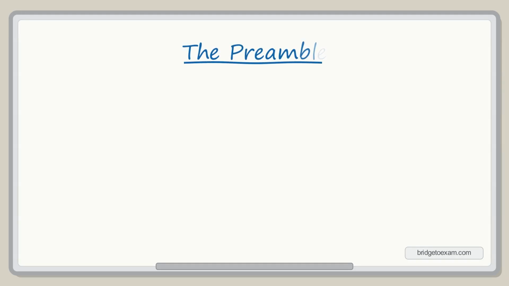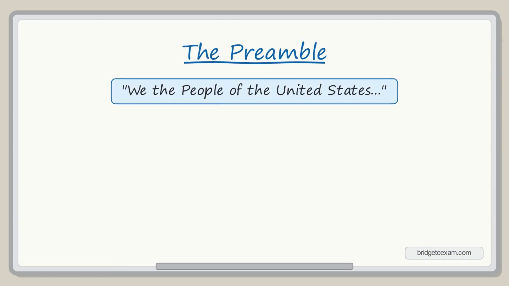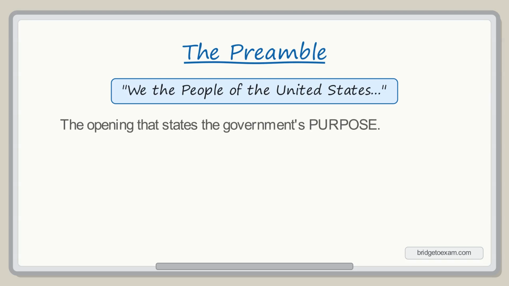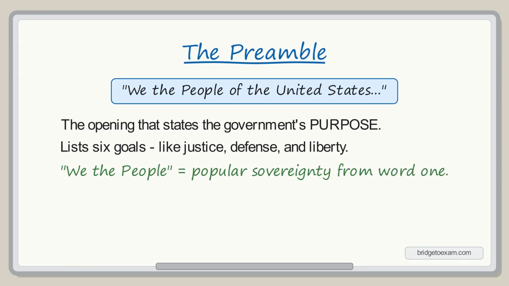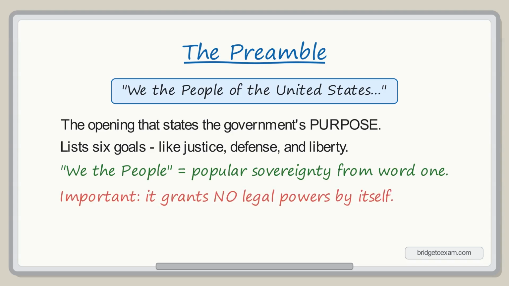Now the document itself. It opens with the preamble, the famous words, "We the people of the United States." This is the introduction that states the government's purpose. It lists 6 goals for the government. Things like establishing justice, providing for the common defense, and securing the blessings of liberty. And notice those first 3 words, "We the people." That is popular sovereignty announced right at the start. But here is a classic test point. The preamble itself grants no legal powers. It only states purpose. The actual powers come later, in the articles.